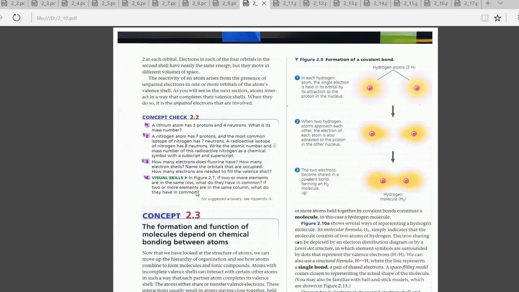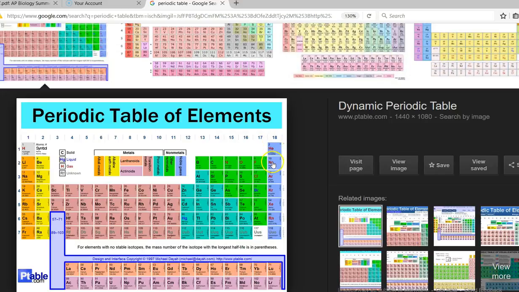In figure 2.7, if 2 or more elements are in the same row, what do they have in common? Great question. Let's look at this. So, if they're in the same column like this, we know that they have the same amount of valence electrons. That's the important thing. If you're going across like this, we know that it's arranged by increasing atomic number, so increasing amount of protons, and so they just continue to increase by 1 for protons.